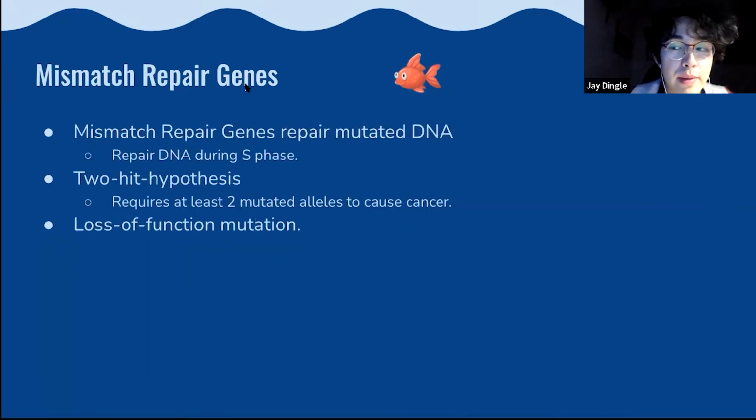Mismatch repair genes repair mutated DNA during the S phase. Again, it's a two-hit hypothesis and requires at least 2 mutated alleles to cause cancer, and it's a loss of function mutation.